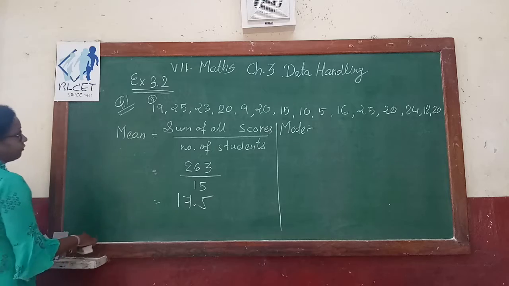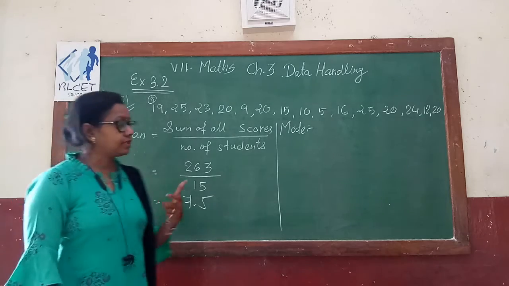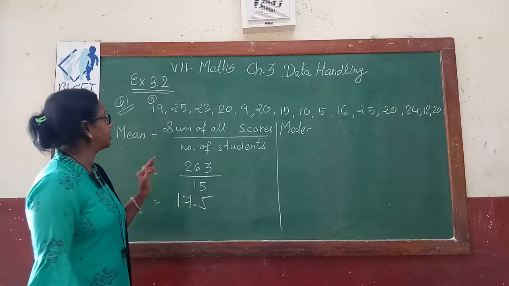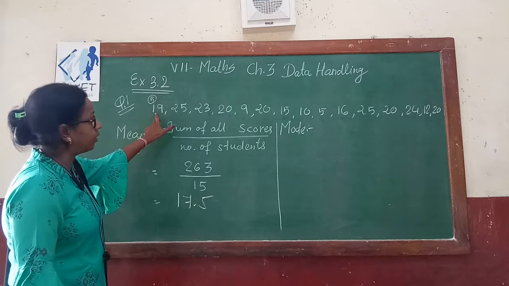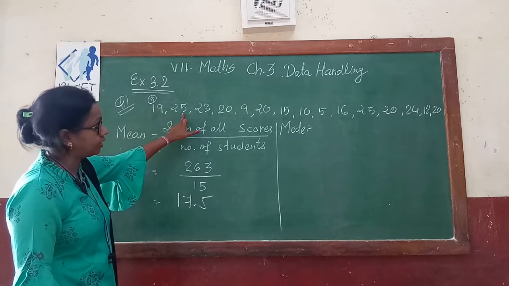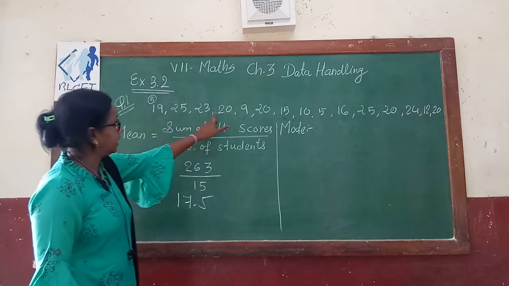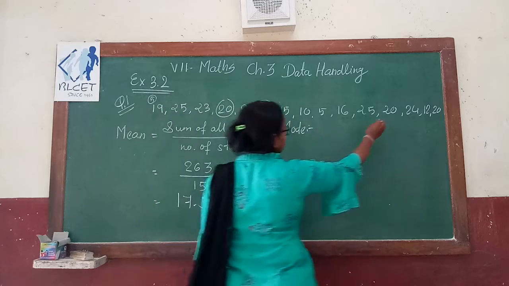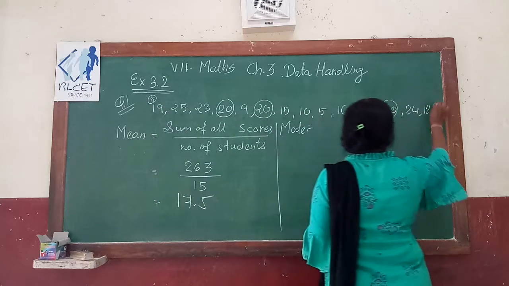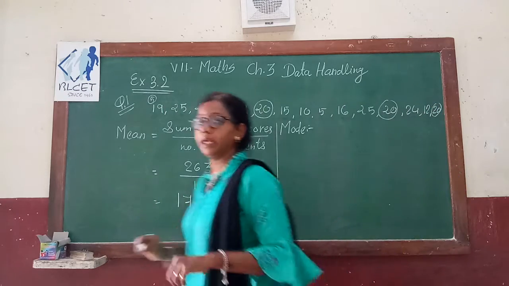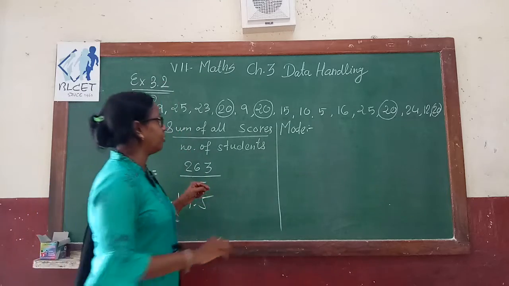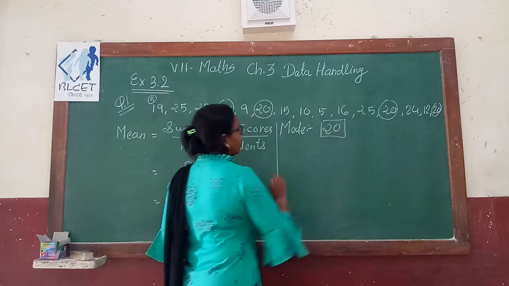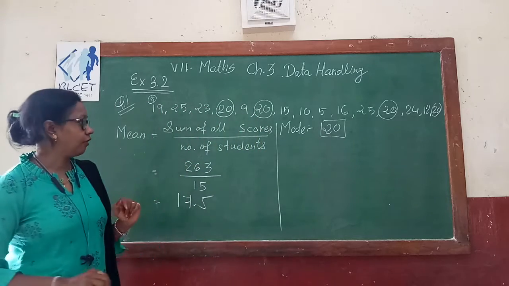Now if we want to find the mode, mode means the observation that is repeated the maximum number of times. So 9 is repeated only one time, 25 is only 2 times. If you see the 20, how many times is it repeated? 20 is repeated 4 times. So what is the mode? Mode is equal to 20 because 20 is repeated 4 times.